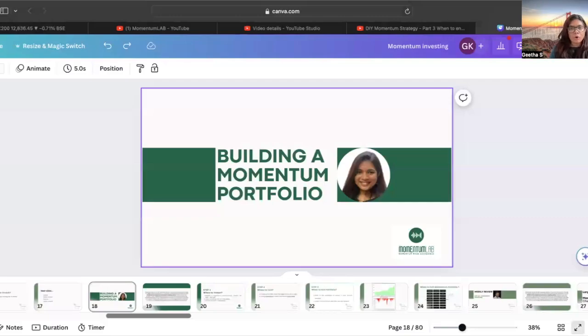And when should I exit also has 2 parts. When should I exit individual stocks, which will be covered under the subtopic of rebalancing your portfolio, and when do you exit the entire market completely? So when do you close your portfolio, close shop, and say this is not the right time that I am in the market, right? So let us cover these 2 topics.